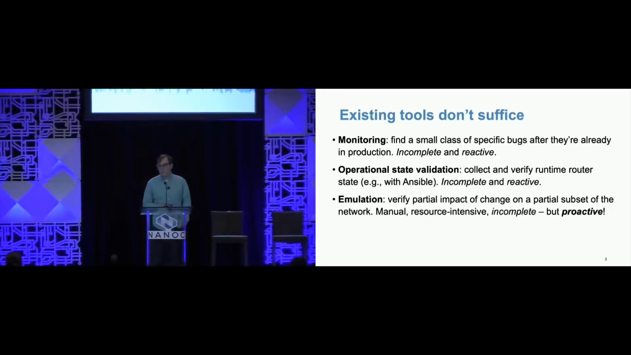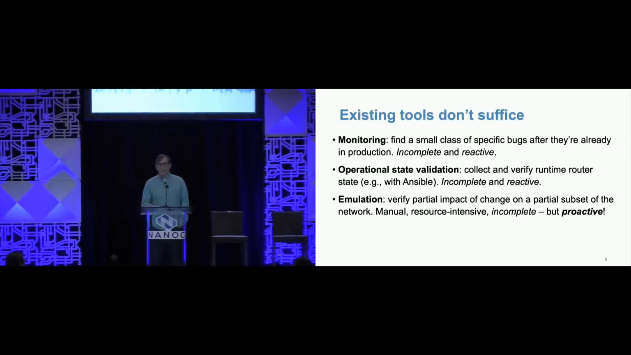There are some approaches that are more proactive. So you can emulate a change, where you take the change and deploy it on a partial subset of your network that you've spun up in VMs, say, and you can get a good sense of a partial impact of that change. You can spot check some things you want to happen and make sure they do. This is, again, a manual process.